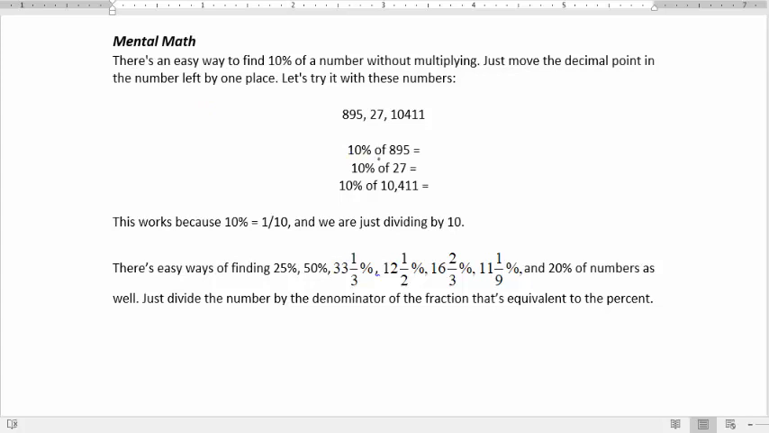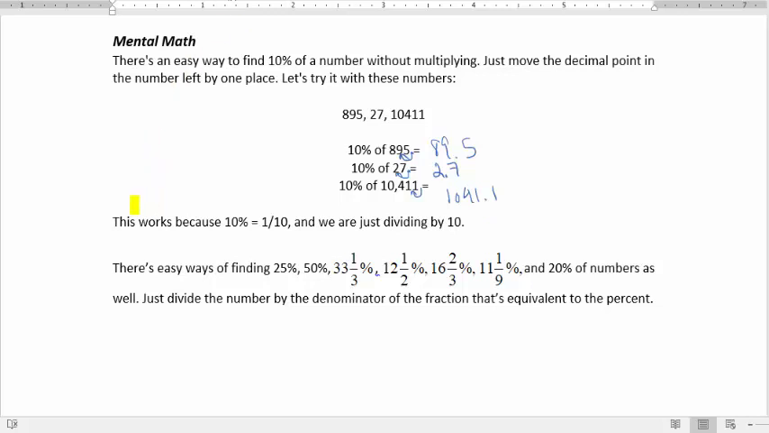So how do you find 10% of 895? You just do one place to the left, so it's 89.5. What's 10% of 27? One place to the left, so it's 2.7. What's 10% of 10,411? 1041.1, right? And why does that work?